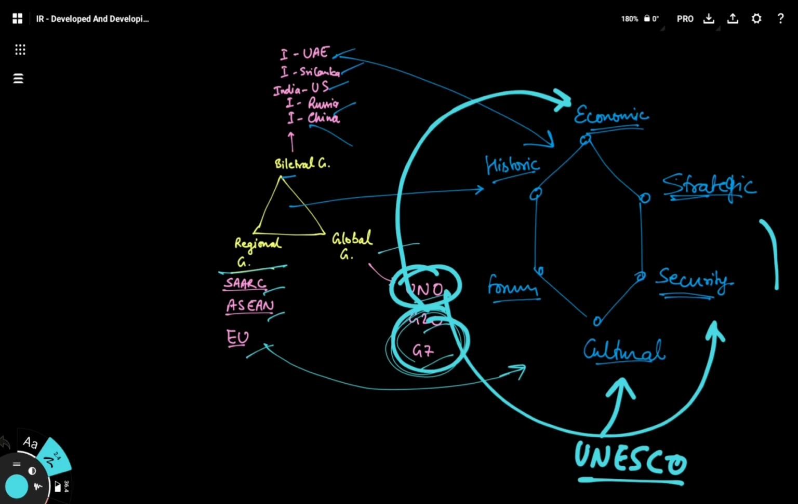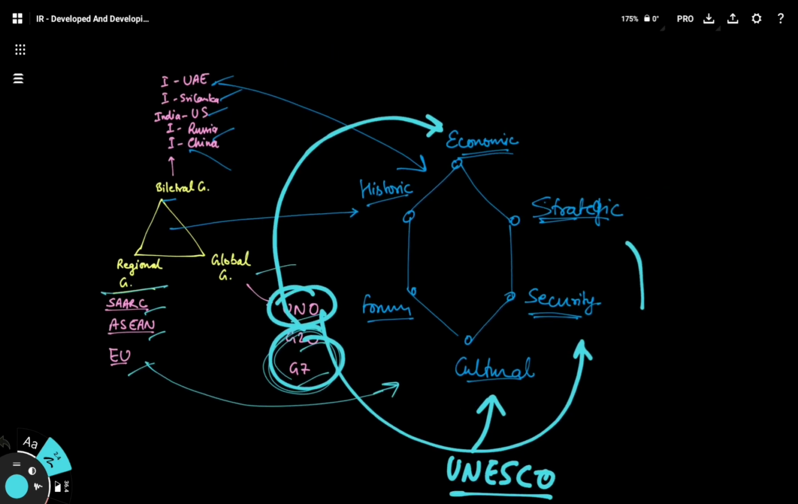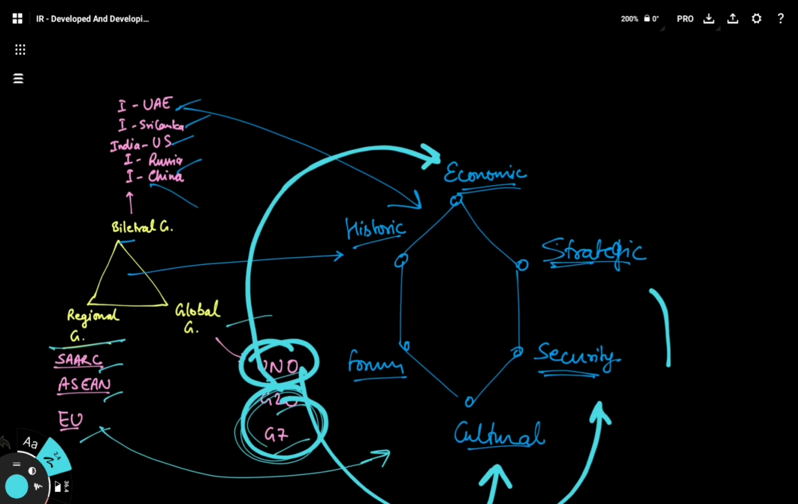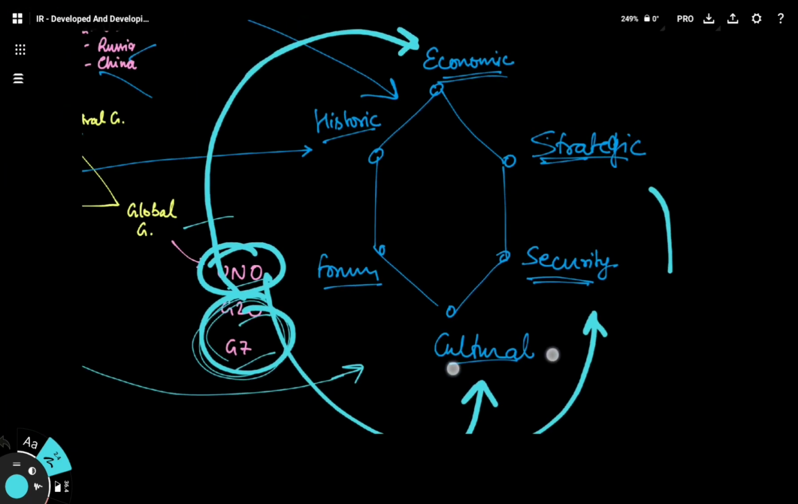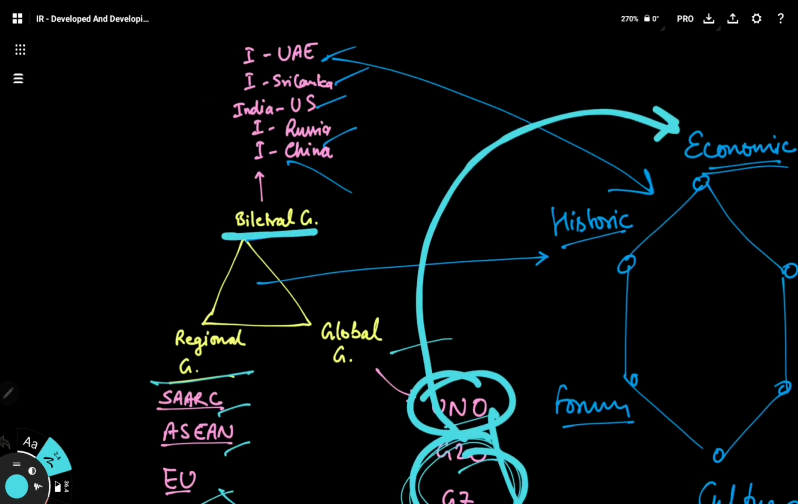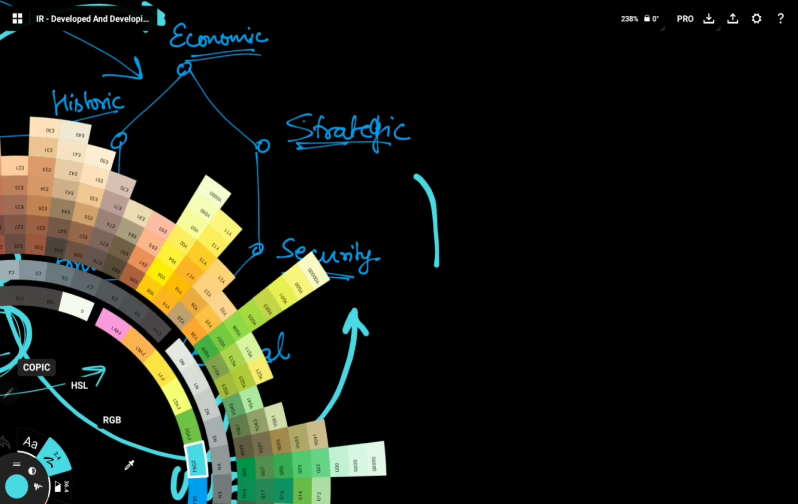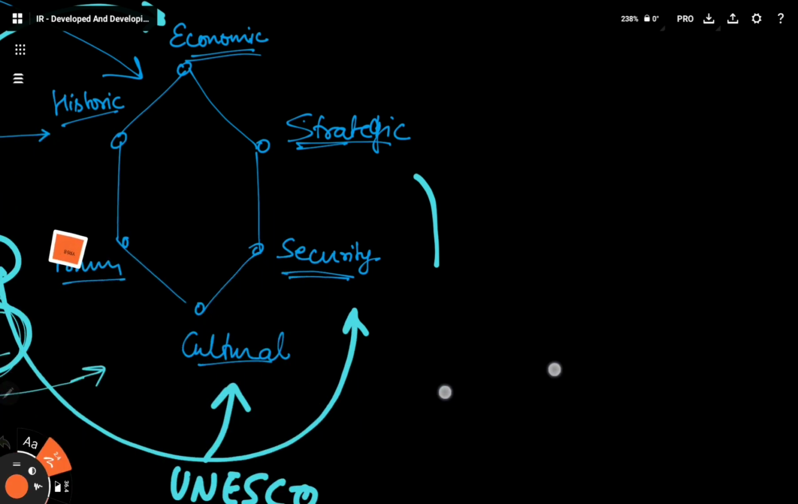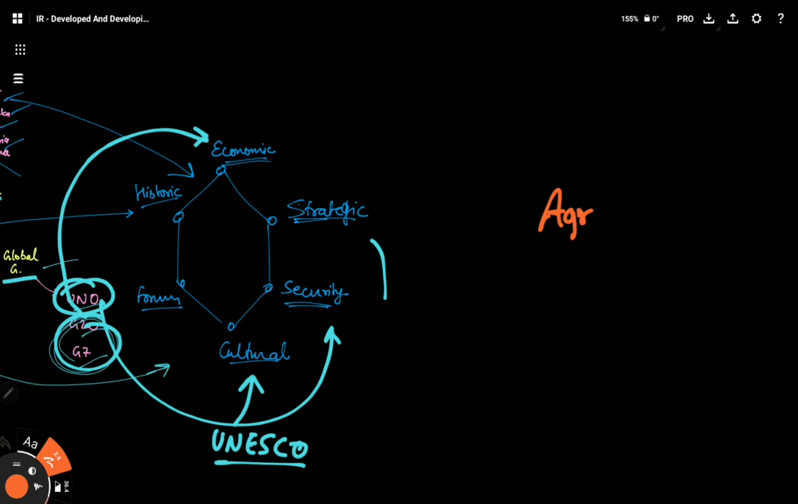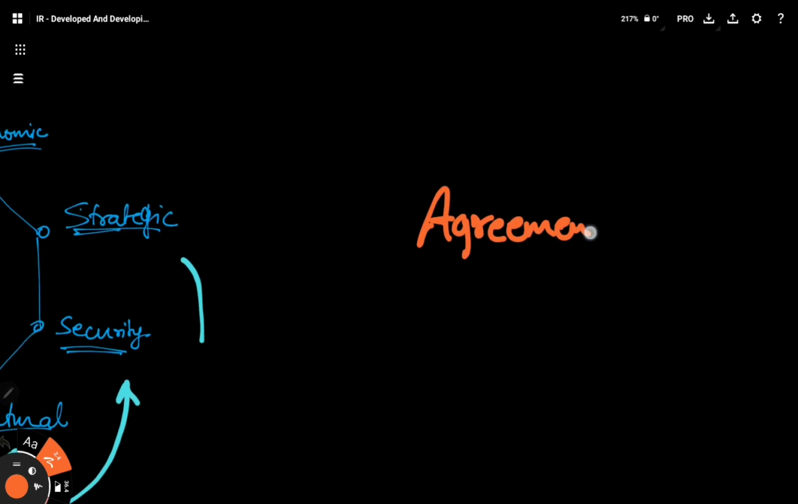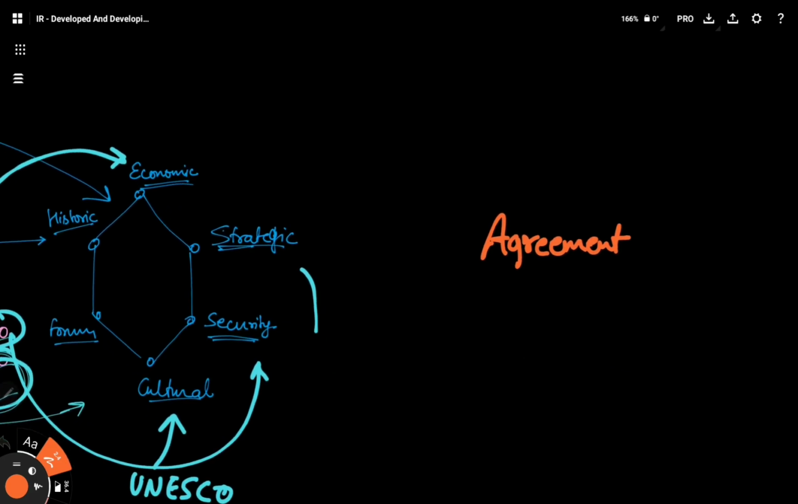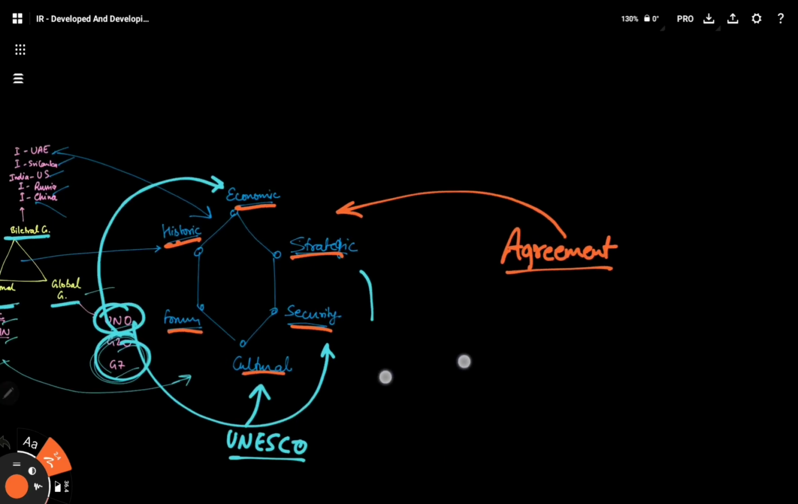Okay, now one more thing is, these are grouping. Now second, we read about agreement involving India and India's interest. Many times we read about bilateral agreement, trilateral, multilateral agreement. What are these agreements? So if you will see here, let me change the color. Second thing was agreement. Okay, agreement. So why agreements are important, because these also cover these aspects like economic, strategic, security, cultural and forum and historic.